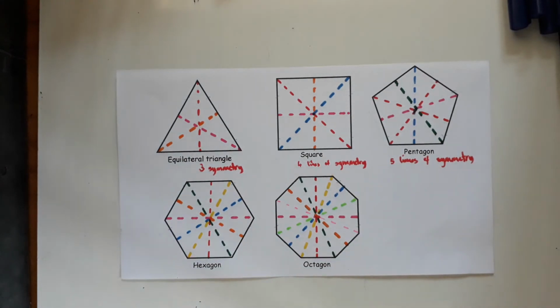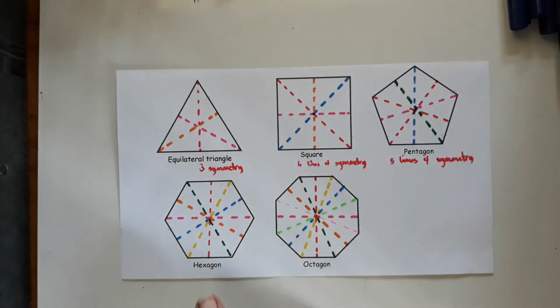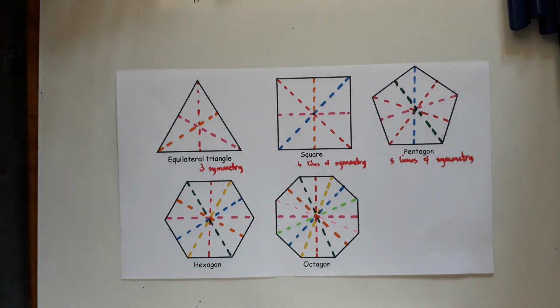Okay, so there we go. Our regular hexagon has 6 lines of symmetry, and our regular octagon has 8 lines of symmetry. So a regular shape has the same number of lines of symmetry as it does sides, but it only applies to regular shapes. All right, so don't forget.